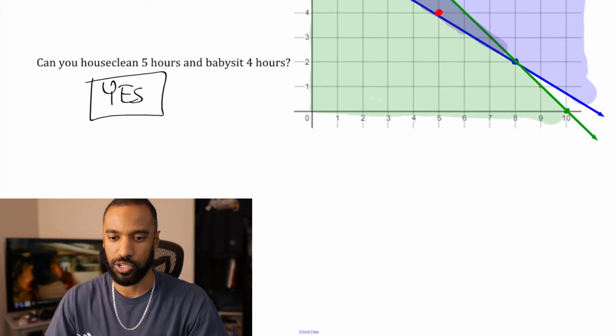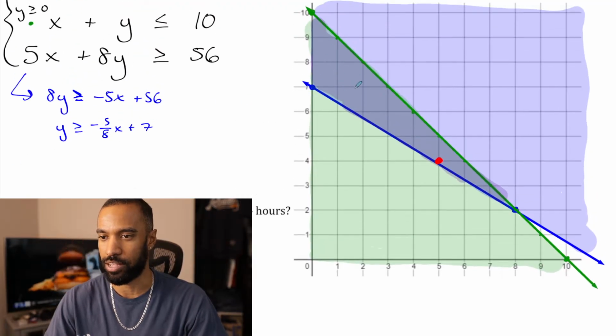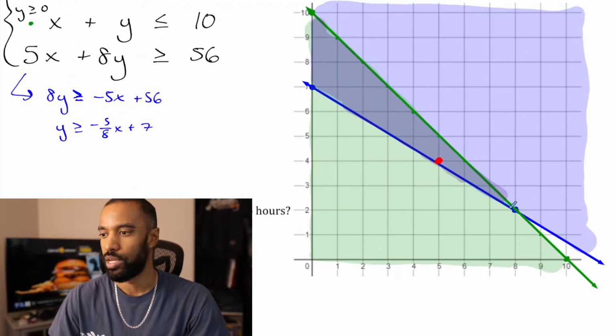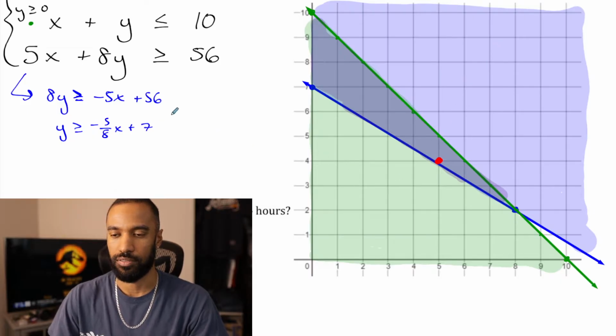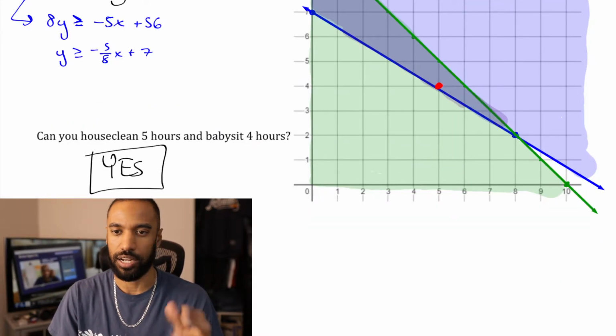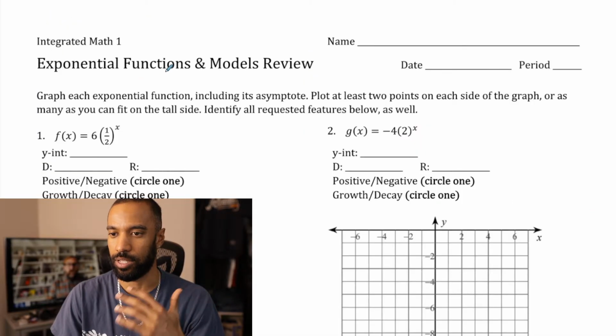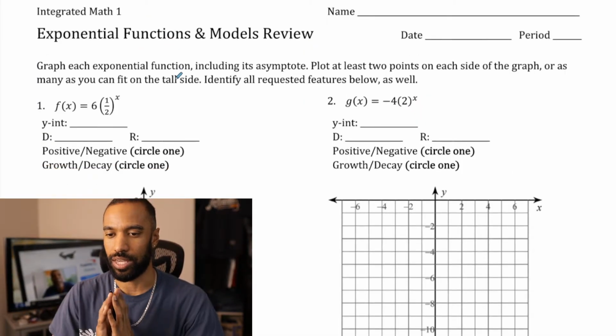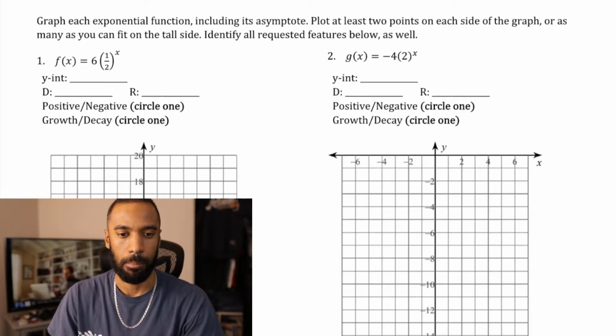So there's more than one answer to this, right? There's an infinite number of answers within here that you can do, and then there are so many that you can't do outside of it. Okay. And that's the systems of equations and inequalities in a nutshell, or at least enough that I'm going to do there. I'm going to keep moving forward, and let's look at exponential functions and models.